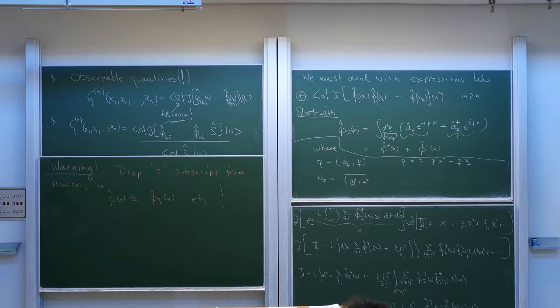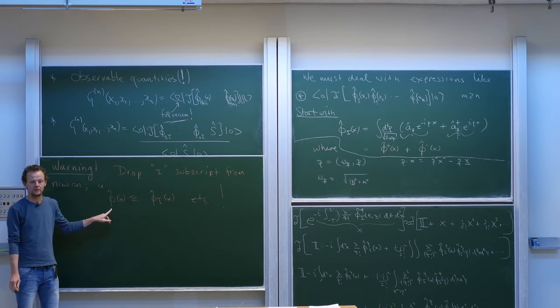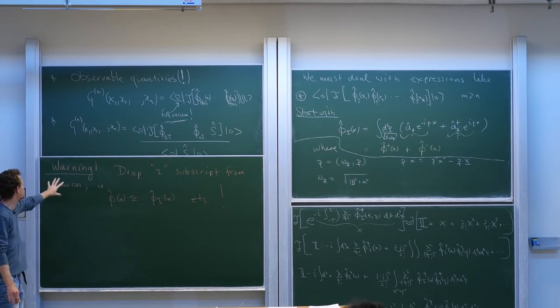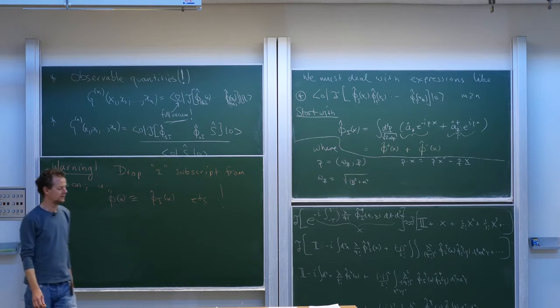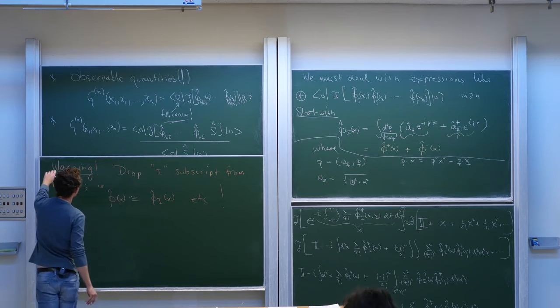It's super annoying to write the I subscript all the time. From the context, it should be clear that I'm always talking about the interaction picture. If occasionally we talk about the Heisenberg picture, then we'll definitely put an H, or Heisenberg, down there. And we have no reason to talk about the Schrödinger picture again in this course. So we're more or less safe in this operation of dropping the I subscript.